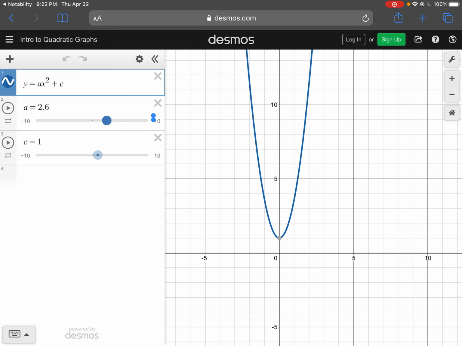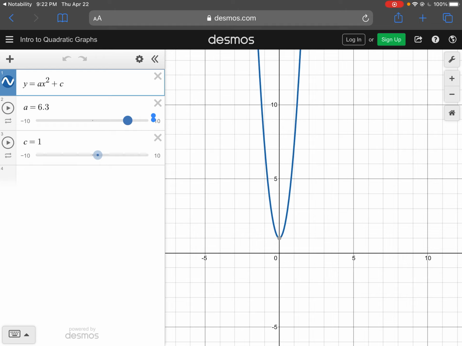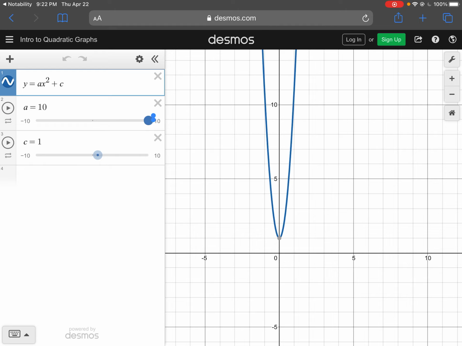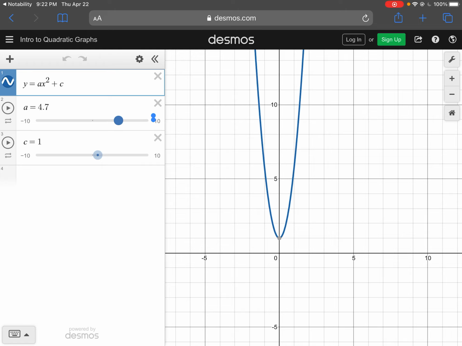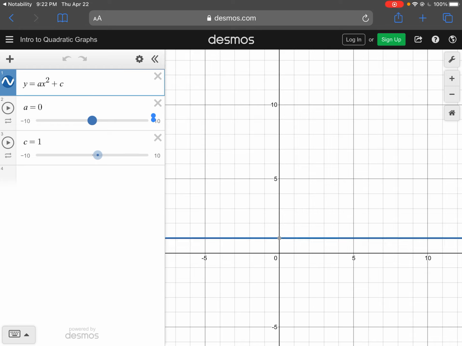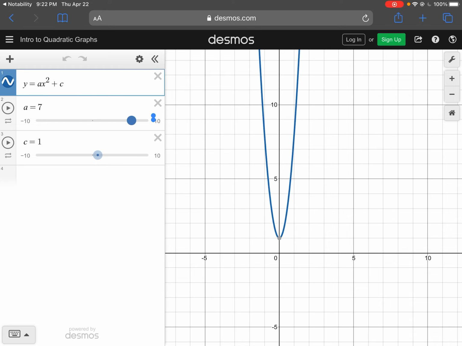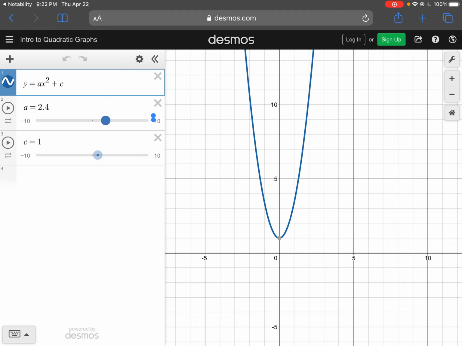Look, it's at like 2, I can make it go 3, I can make it go 4. You notice as a gets bigger, the graph gets skinnier. And as a gets smaller, the graph gets wider, wider, wider. Look how wide it goes. Isn't that so fun? So as A increases, it gets skinnier. And as A decreases, the graph gets wider.